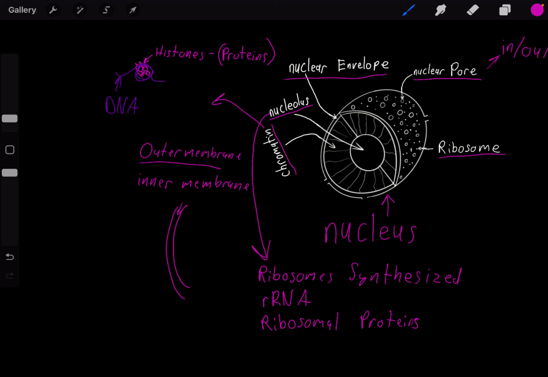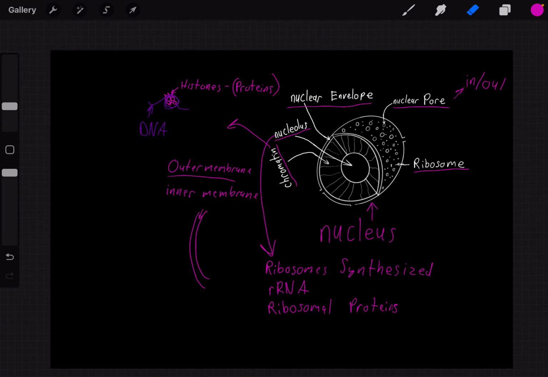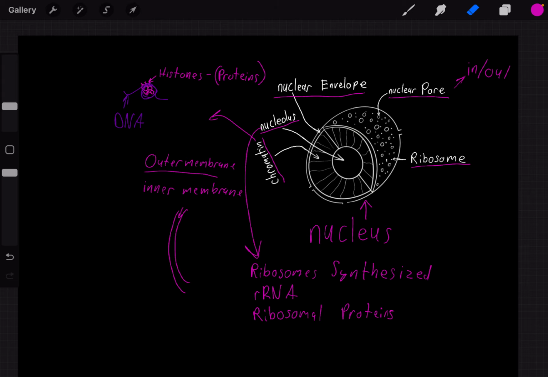So we got our nuclear envelope, we got the nuclear pores, nucleolus, and chromatin, which make up the main part of the nucleus, and then we have ribosomes that are attached to the outer membrane. And we'll also talk about how the outer membrane of the nucleus connects to the rough ER.